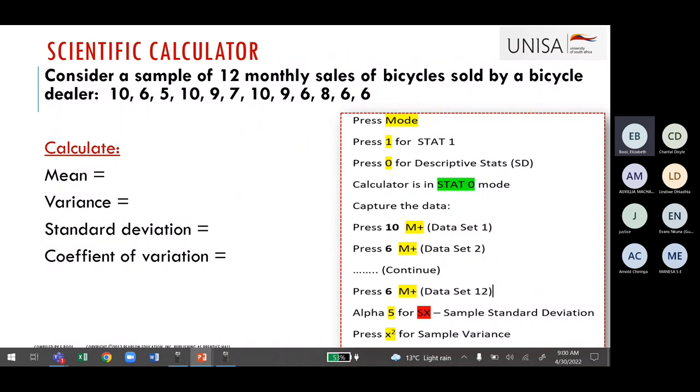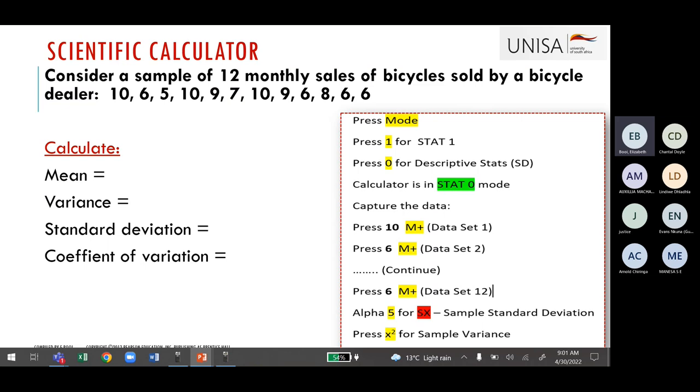I hope you do have your calculators with you, because we're going to use calculators to calculate this. I also have the steps that you see on the red dotted thingy. Those are the steps if you have a financial calculator. If you have a financial calculator, those are the steps that you can use to calculate the mean, the standard deviation, and the coefficient of variation.